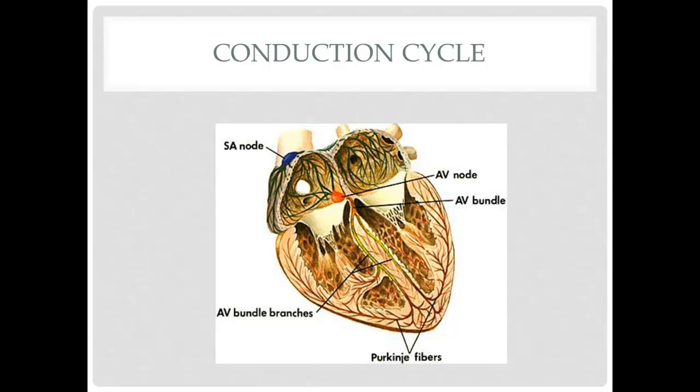Taking a closer look here, we can see the SA node, which is your pacemaker and sets the electrical activity for the heart at 60 to 100 beats per minute. Then the impulse goes to the AV node here, the capacitor, so it's going to slow it down by 1/10 of a second, allowing the atria to eject. Then the AV bundle here, branching into the Purkinje fibers down here, which is going to allow for the ventricles to contract.